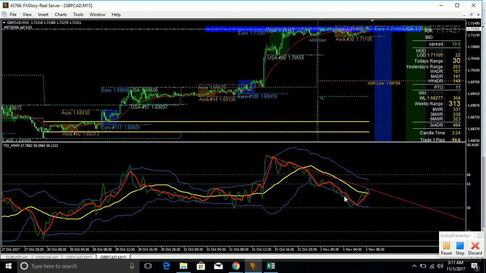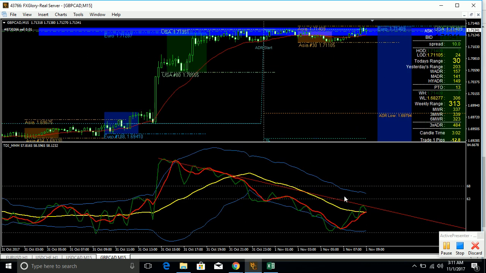Price flat, momentum falling. So if you just think about that, picture that image in your head. Price remaining constant, but momentum falling. Okay, you can kind of visualize something going down with that combination of events.